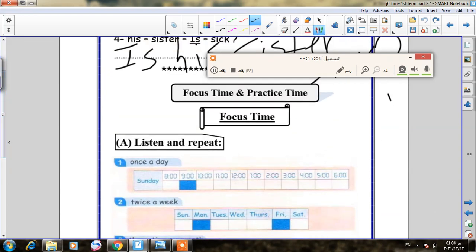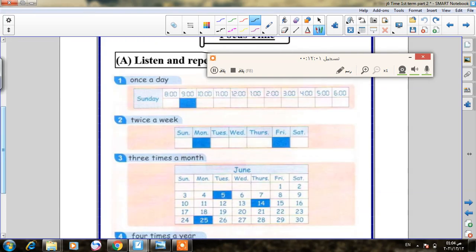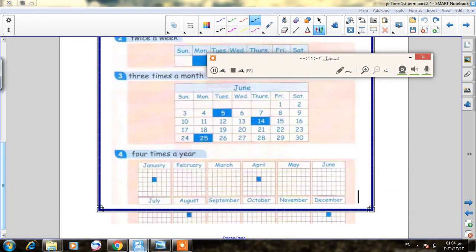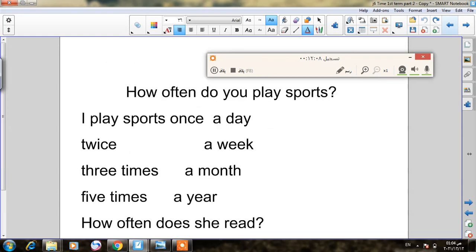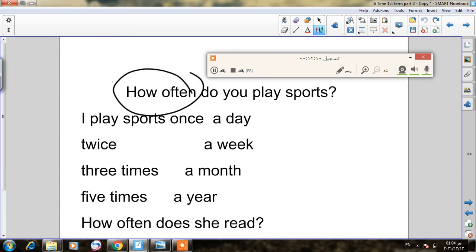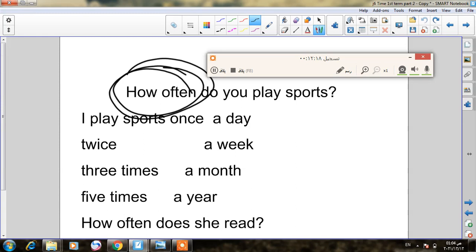For today's grammar lesson, it's a very easy grammatical rule. Okay, it's about how often. What do I mean by saying how often? I use this question word how often in order to ask about how many times do I do this action. So again, the question word how often, I use it in order to ask a person about how many times does this person do this action.